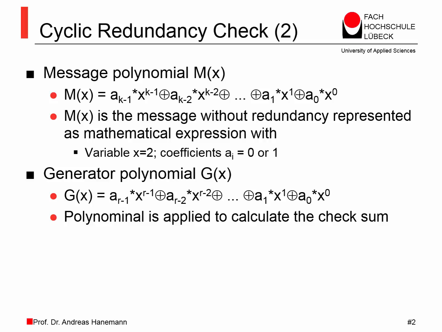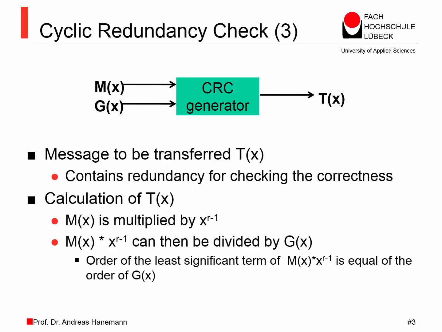In the method, we now represent two bit sequences as polynomials. The message to be transferred is represented as message polynomial m of x. Then there is the so-called generator polynomial g of x, which is the same for all messages and is known to sender and receiver. M of x and g of x are input for the CRC generator, which provides the transfer polynomial t of x.